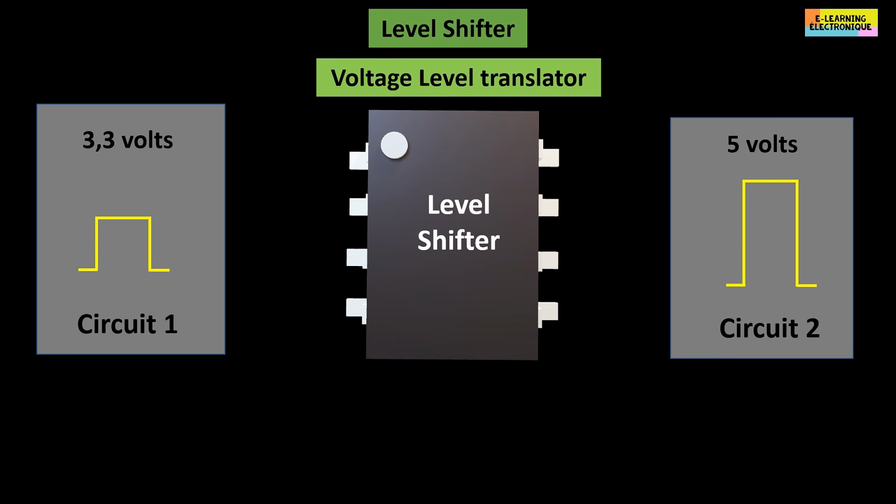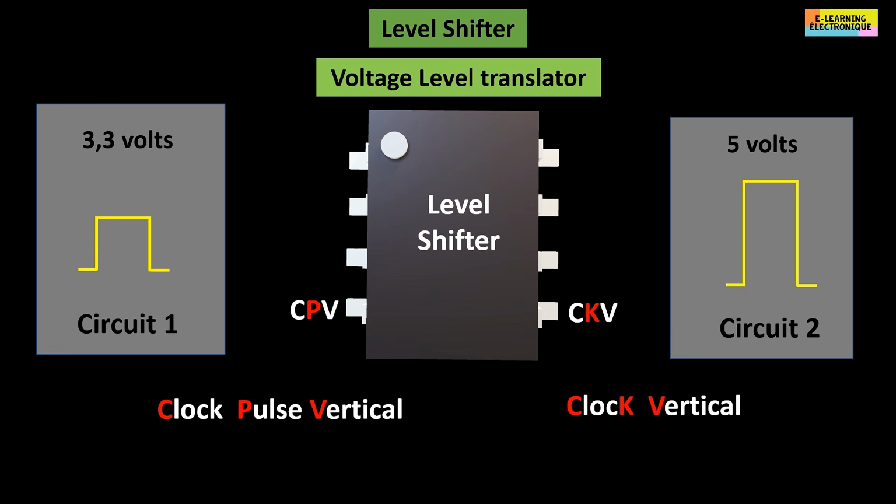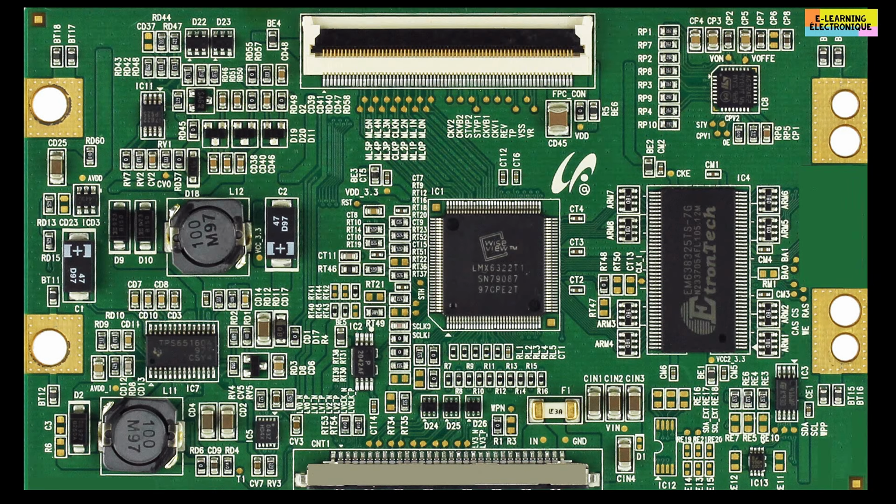The clock signal CPV of the shift register is transformed by the level shifter into CKV. It is the same clock signal but with a higher digital voltage value. CKV is an abbreviation for vertical clock, the clock that controls the vertical scan. The level shifter chip can be integrated into the gate drive chip, or integrated into the TCON microprocessor. It can also be found as a separate chip on the TCON board. To locate it on the TCON board, look for markings such as CPV, CKV, STV or VST, which mean the same thing.